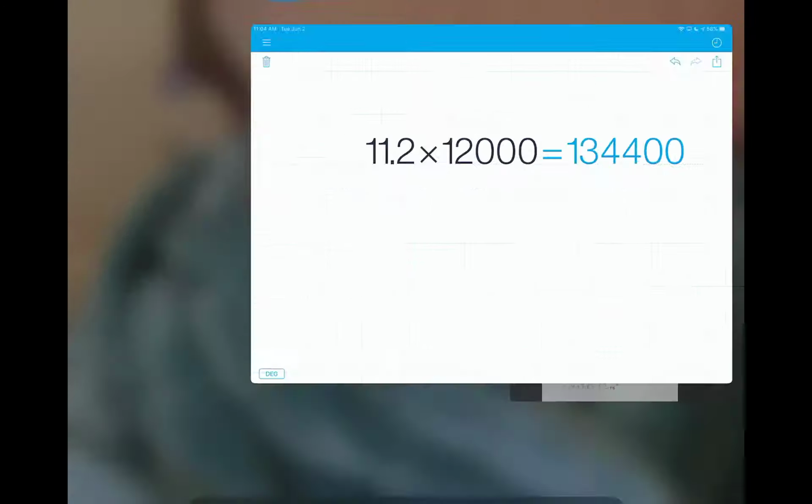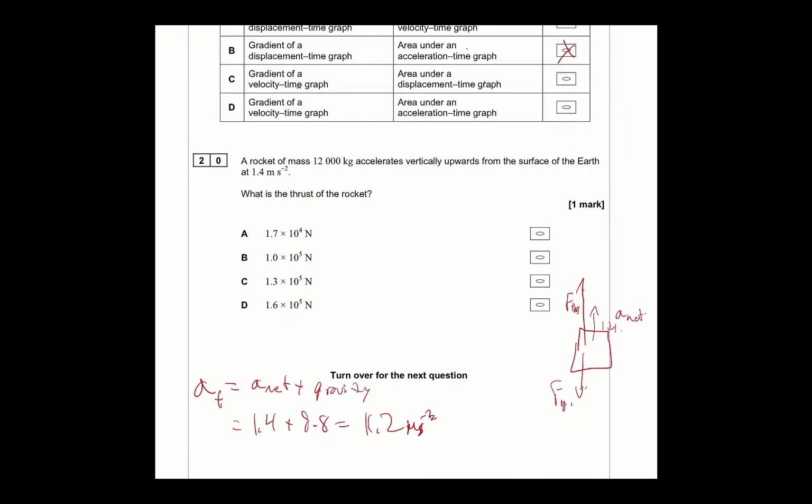1.3 times 10 to the 5 newtons. So yeah, I made a mistake on a previous video where I had basically the exact same question, and I forgot the fact that you're accelerating against gravity. So yeah, that's the thrust of the rocket, because it has to be in excess of gravity. I think you got 1.7 times 10 to the 4 before, or something similar.